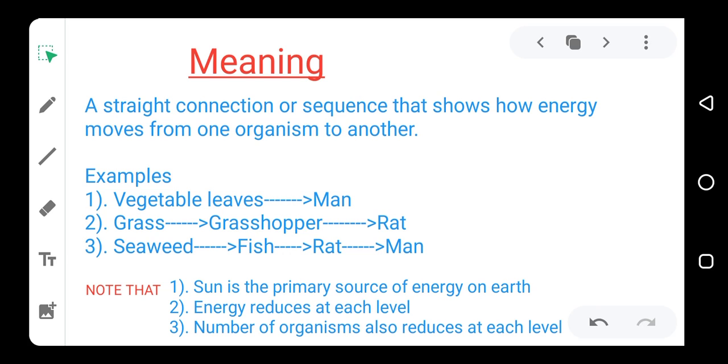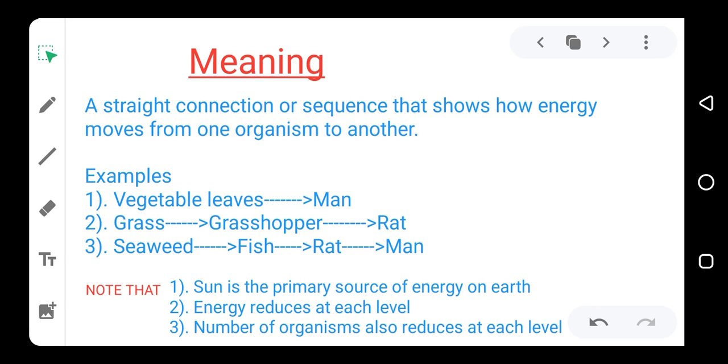So food chain shows the connection between organisms and the way they eat in a straight sequence. If it is not in a straight sequence, we have another name for it, and that is going to be in another lesson. For today, we are discussing food chain, a food relationship or eating relationship that exists in a straight path or straight sequence. This shows how energy is moved from one organism to another organism.